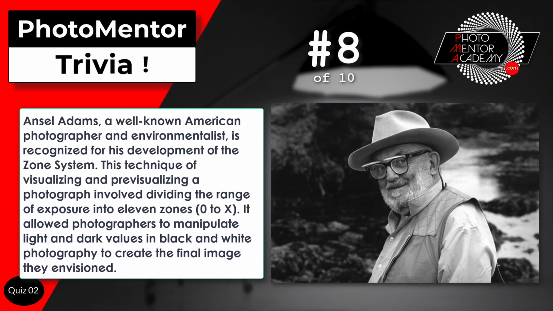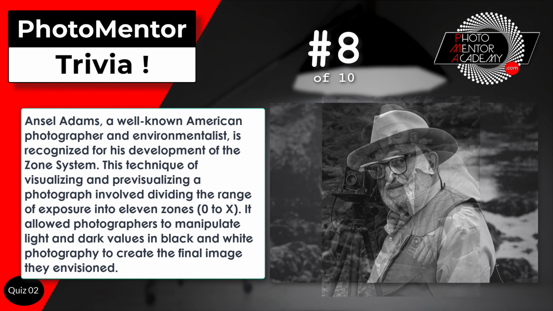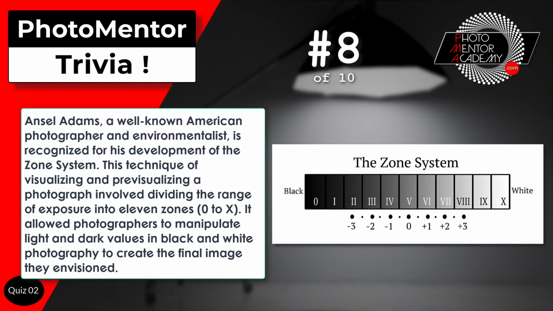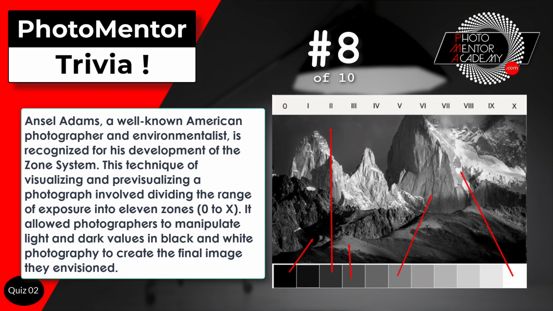The correct answer is C. Ansel Adams. Ansel Adams, a well-known American photographer and environmentalist, is recognized for his development of the zone system. This technique of visualizing and pre-visualizing a photograph involved dividing the range of exposure into 11 zones, 0 to X. It allowed photographers to manipulate light and dark values in black and white photography to create the final image they envisioned.